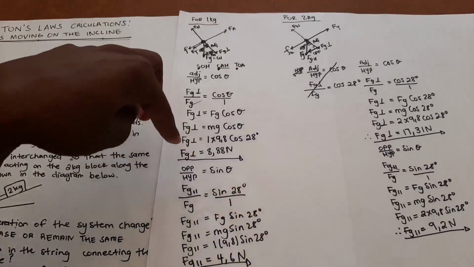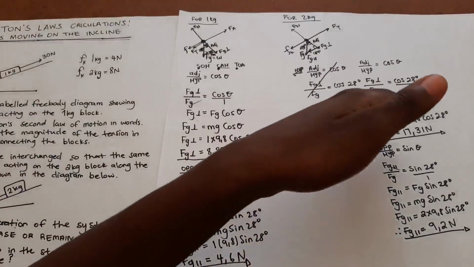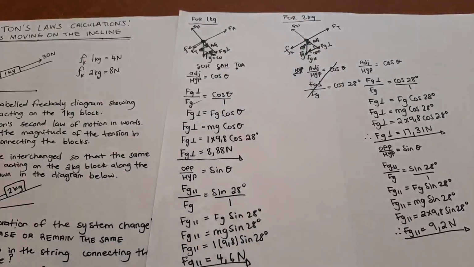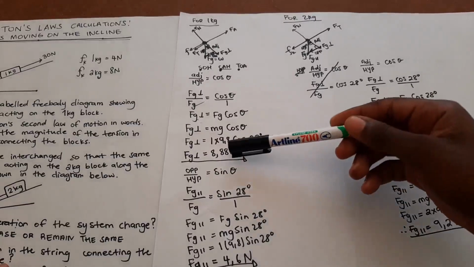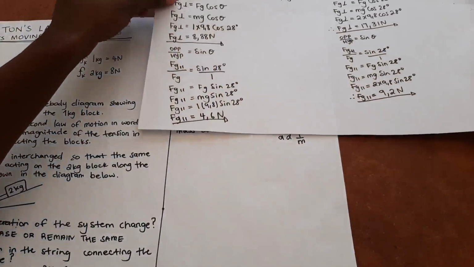We found our perpendicular component and parallel component for the 1 kg block, and our perpendicular component and parallel component for the 2 kg block. Everything is going to be easy right now. Now let's calculate the magnitude of the tension acting on the string. Let me remove this. But please remember, let me just write them down here.